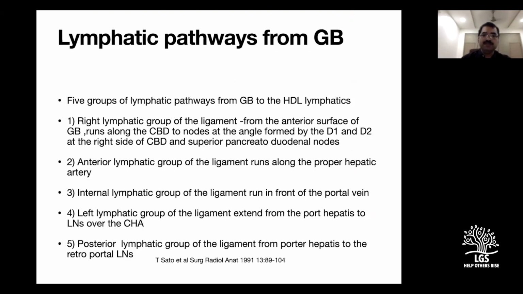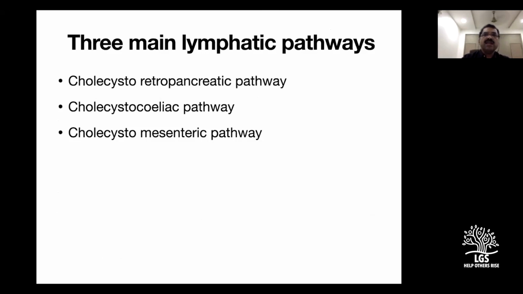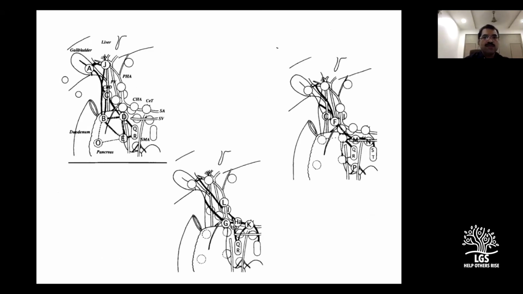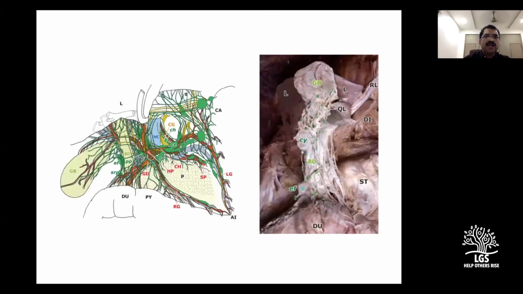But the three main lymphatic pathways which take lymph from the gallbladder to the lymph nodes are important. One is the cholecysto-retropancreatic pathway. Second is the cholecysto-celiac pathway, and a minor pathway known as the cholecysto-mesenteric pathway. These are the pathways which take lymph from the gallbladder finally into the inter-aortocaval lymph nodes. All these are interconnected, and these are the three groups described earlier. And this is the dissection specimen of the lymph node groups and lymphatics described.